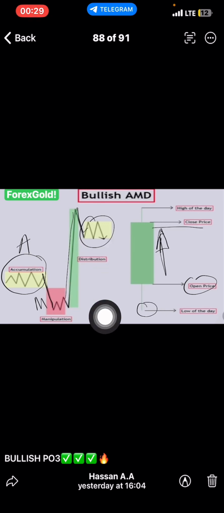You can see every day the daily candle opens here, then it comes down to the lowest of the week and forms a daily low. The market retraces up again, goes back and creates the daily high, retraces downward again and closes at the closing price level. So this is the bullish AMD, the accumulation, manipulation, distribution phase of a simple market trend.